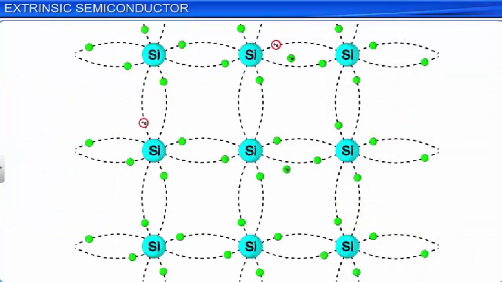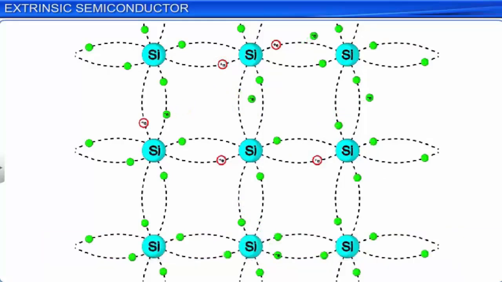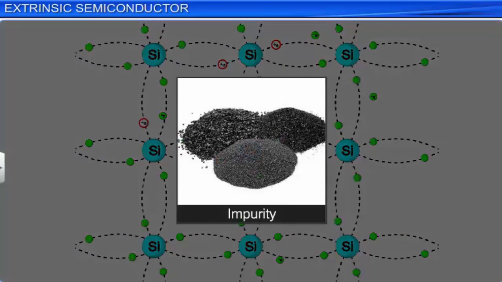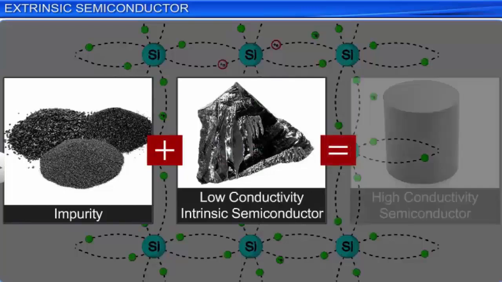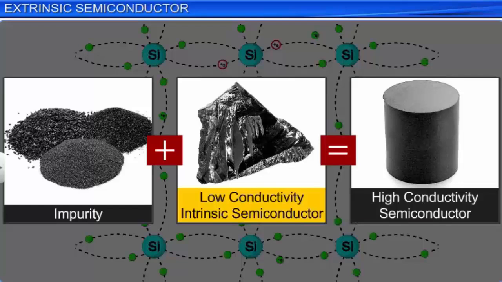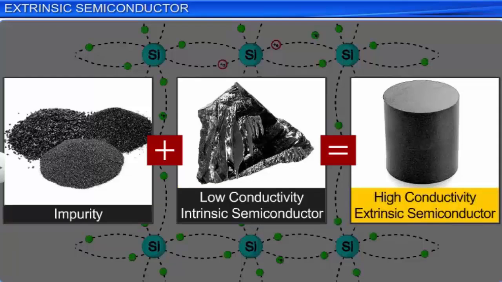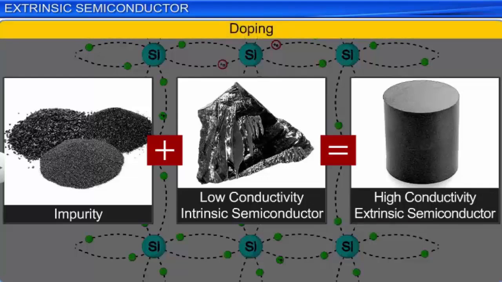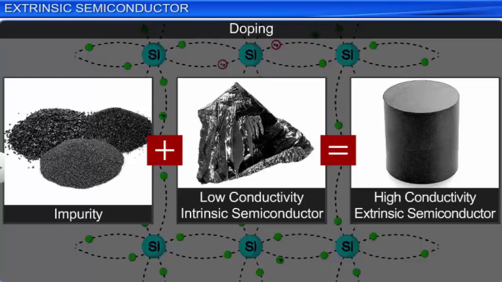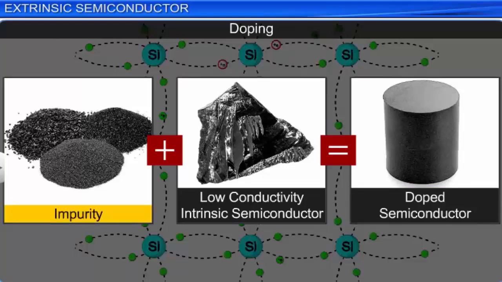The electrical conductivity of an intrinsic semiconductor can be improved by increasing the number of free electrons or holes in it at room temperature. When a small amount of suitable impurity, say a few parts per million, is added to an intrinsic semiconductor, its conductivity increases to a large extent. A semiconductor that has an added impurity to increase its electrical conductivity is called an extrinsic semiconductor. The process of adding the suitable impurity is called doping. Thus, an extrinsic semiconductor is also called a doped semiconductor. The impurity atom added is called a dopant.